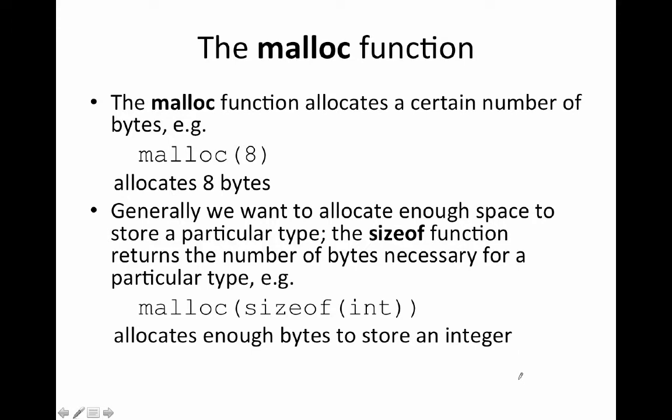So again, the malloc function allocates a certain number of bytes. For example, if I said malloc(8), that's going to allocate 8 bytes of memory. Now generally what we want to do is allocate enough space in memory to store a particular type. The sizeof function will tell us how many bytes we need for that. So the sizeof function returns the number of bytes necessary for a particular type. For example, sizeof(int) is going to return the number of bytes that I need to store an integer value. So if I say malloc(sizeof(int)), that's going to dynamically allocate enough space in memory in which I can store an integer.